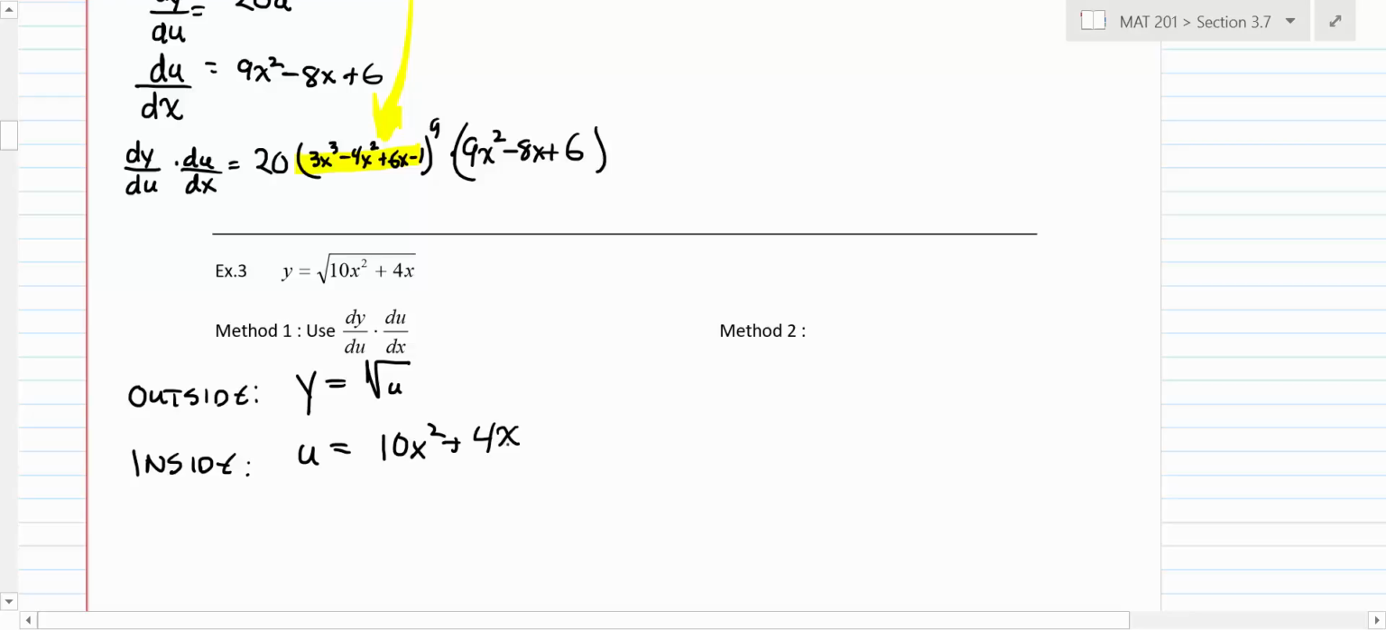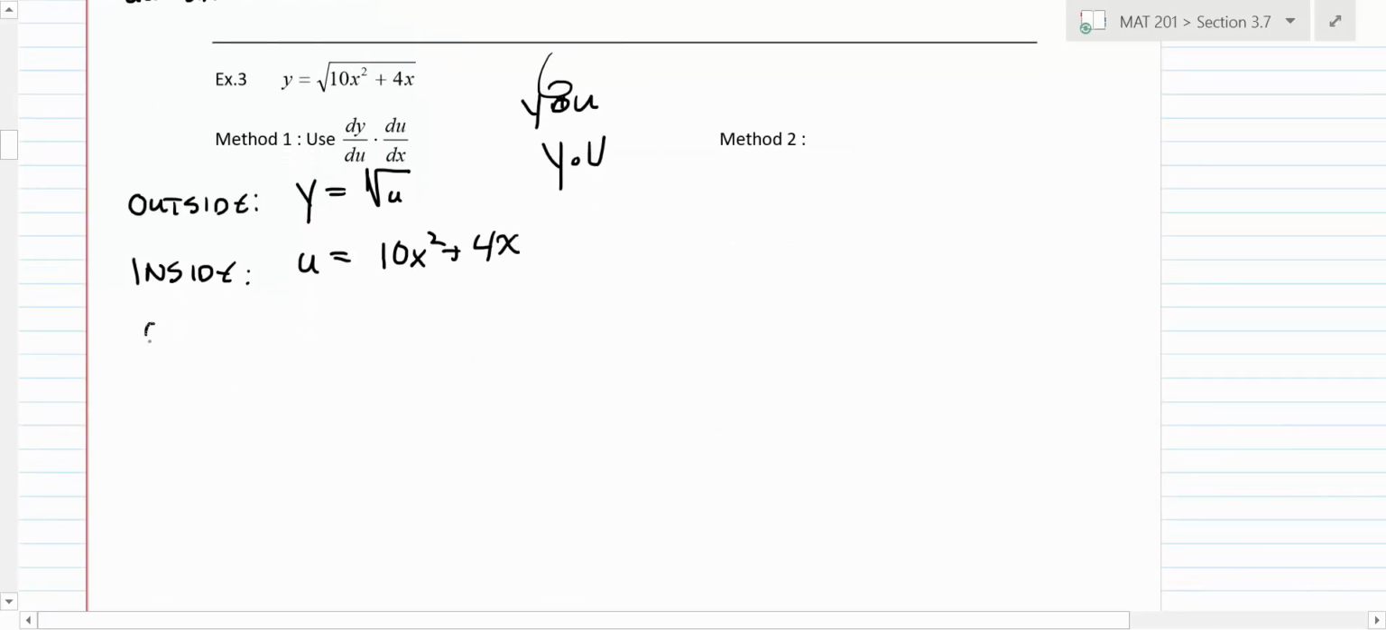So you've got a composition of functions. It's like y composed of u. It kind of looks like it spells the word u. So what goes there plugs in there. You've got a composition of functions. So what you do is dy over du, and then du with respect to x. That u is an intermediate variable.